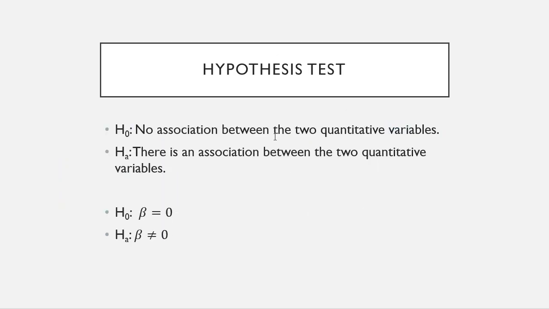When you run a hypothesis test, the null hypothesis would say there's no association between the two quantitative variables. The alternative would be that there is an association. We're trying to show that there is an association if there is one. In terms of our statistics, the true slope of the linear regression would be beta. The true slope would be 0 if there really is no association, and it wouldn't be 0 if there were an association. You could do a one-sided test if you wanted, greater than 0 or less than 0, but generally we do two-sided.